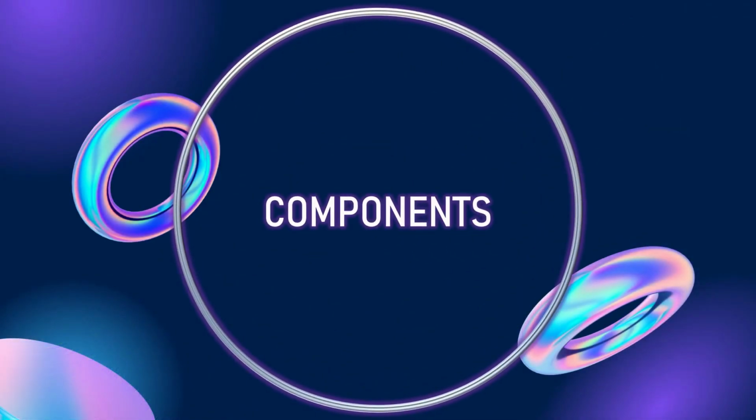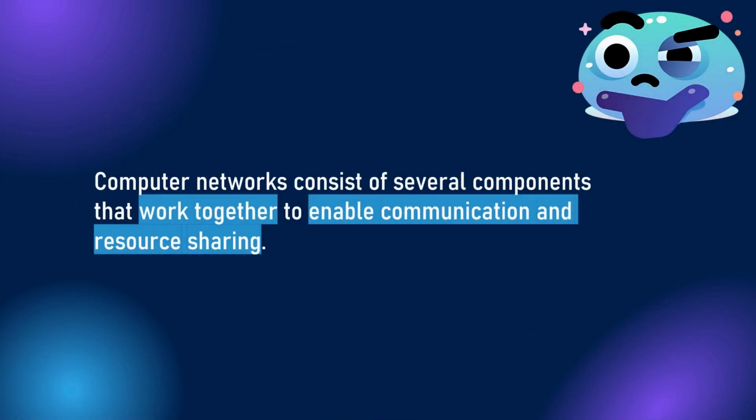Components of computer network. Computer networks consist of various components that work together to enable communication and the sharing of resources. Some of the main components of a computer network that are going to be explained in this project are nodes, routers, switches, servers, and clients.